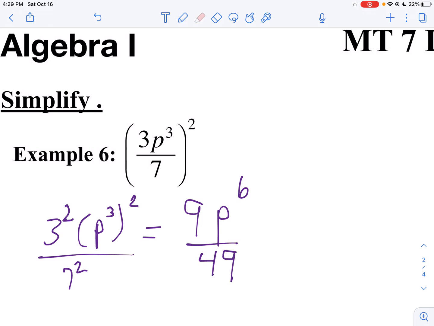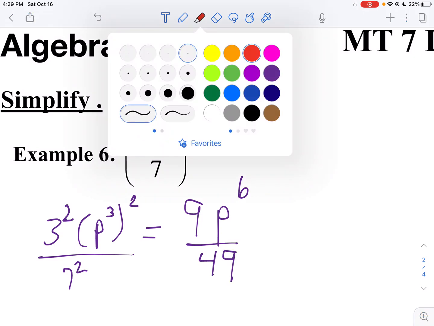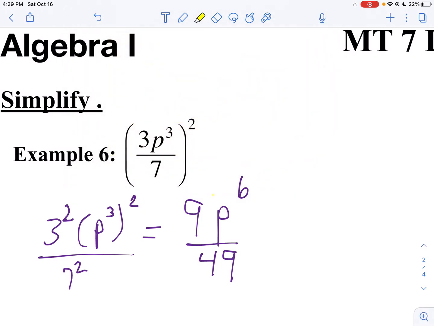Remember, you're multiplying a number times itself. Don't make that careless error of multiplying by 2, okay? Take the number times itself.